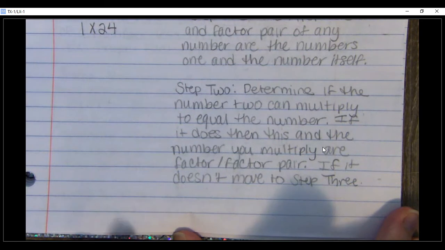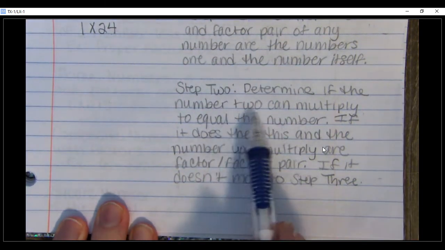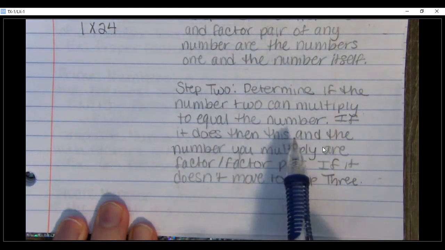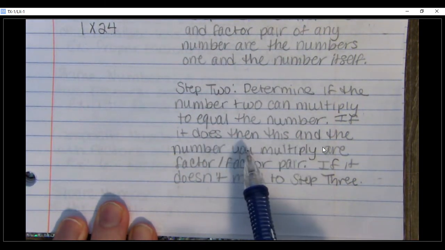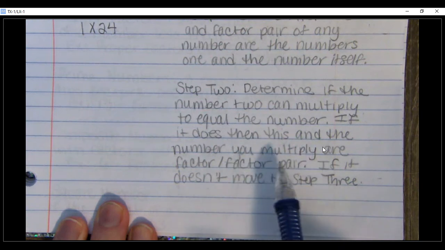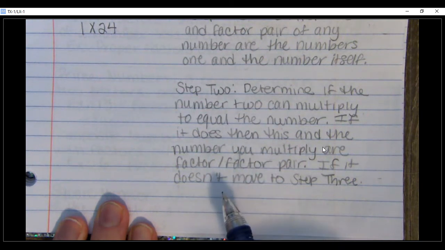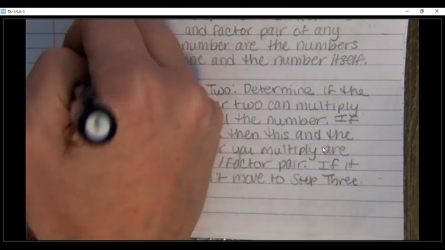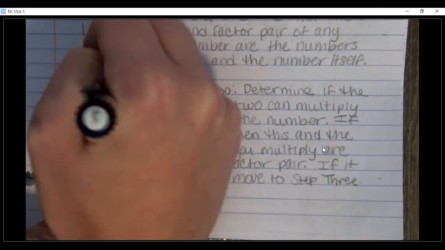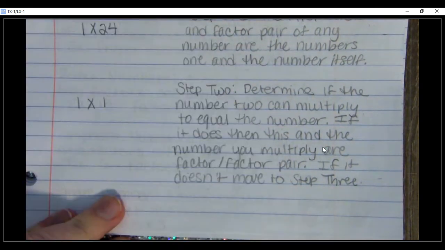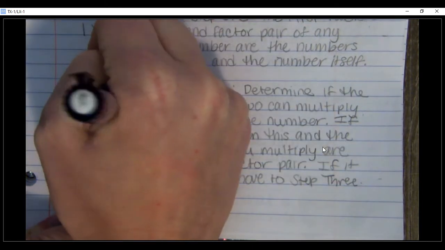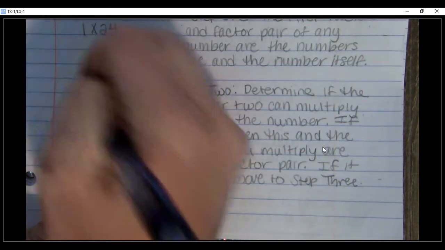Step 2. Determine if the number 2 can multiply to equal the number. If it does, then this and the number you multiply are a factor and a factor pair. If it doesn't, move to step 3. Okay, well, let's try 2. I already know 1 and 24 is one factor pair to equal 24. Now, what about 2?